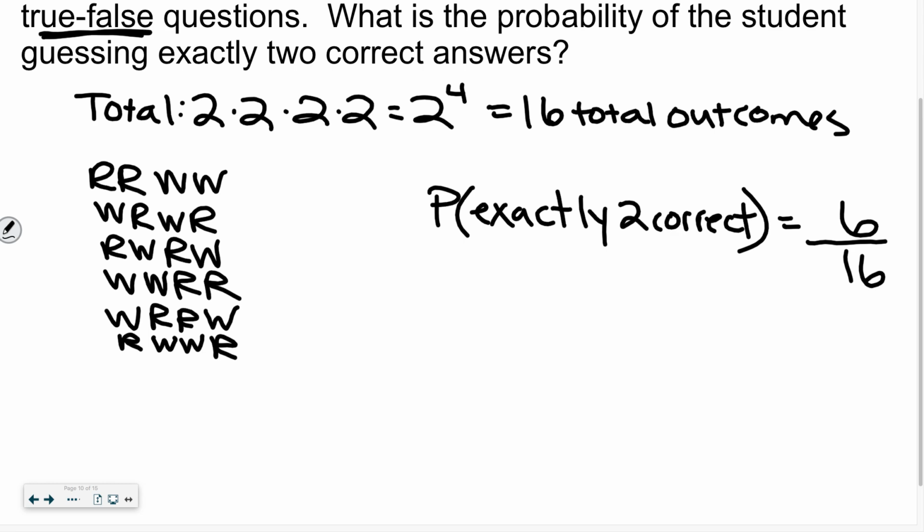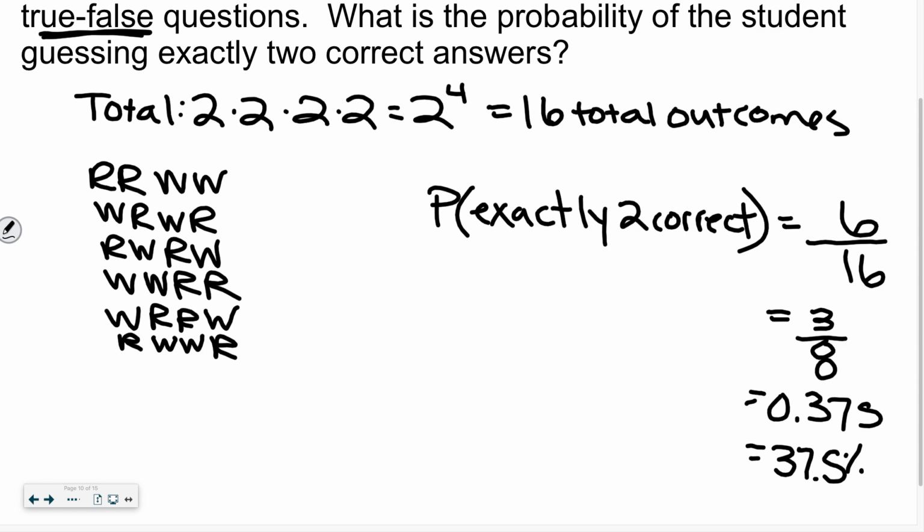So 6 out of 16. Now, if you're leaving your answers as fractions, the only thing I request is that your fractions be simplified. So we would divide both of those by 2. That would be 3/8. You can also give me your answers in decimal form. This would be 0.375. Or you can do percent. So this would be 37.5%.